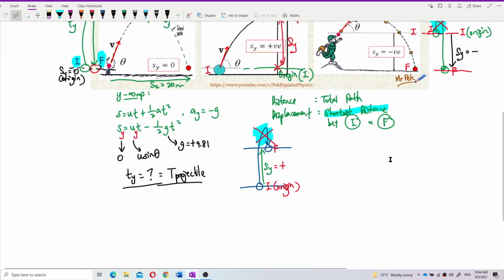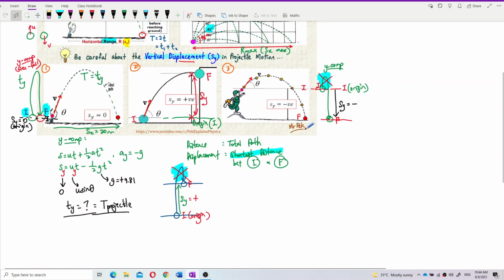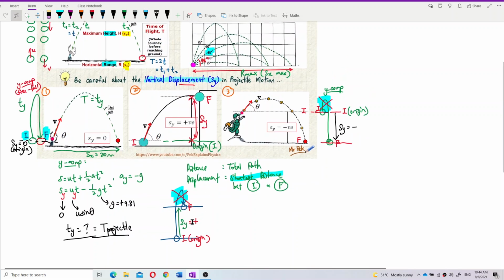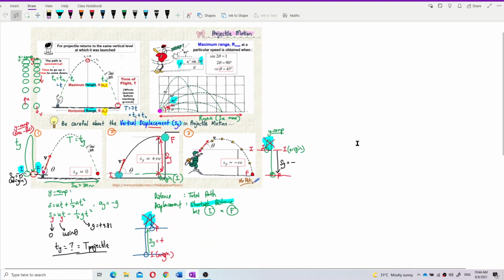So these are the four examples. This Sy is 0. This Sy is positive. This Sy is negative. And we only consider the shortest distance between the initial and final point. Okay, that's all for this part. Now go to the next video.